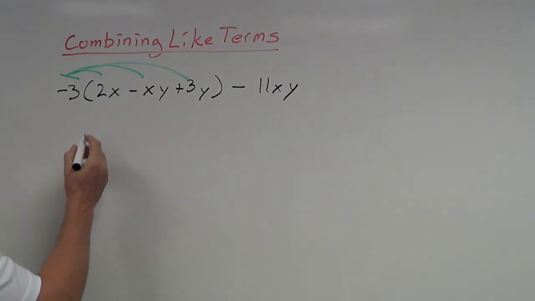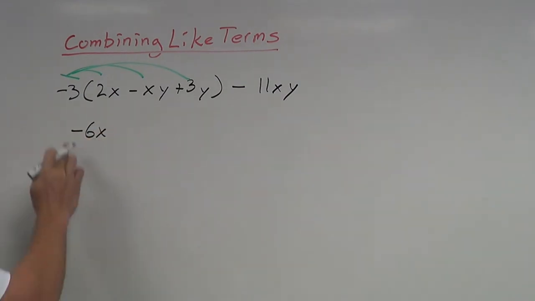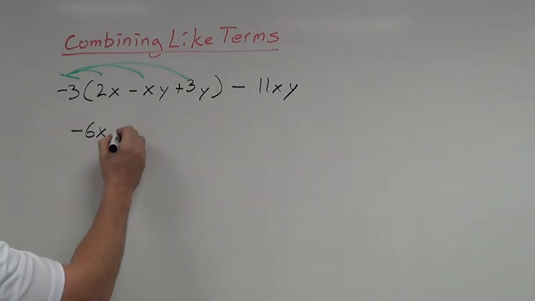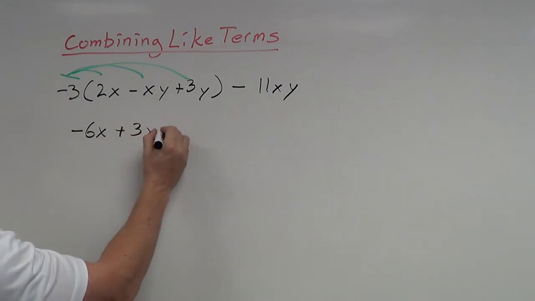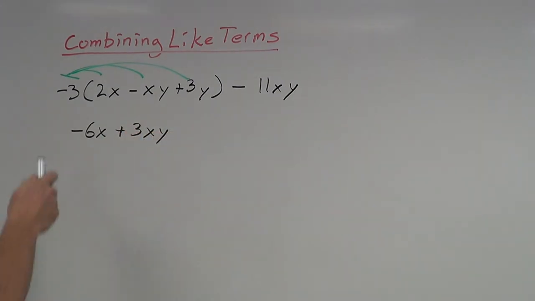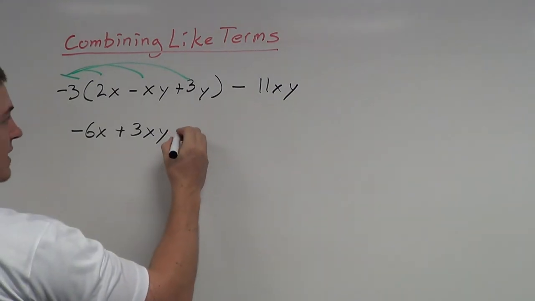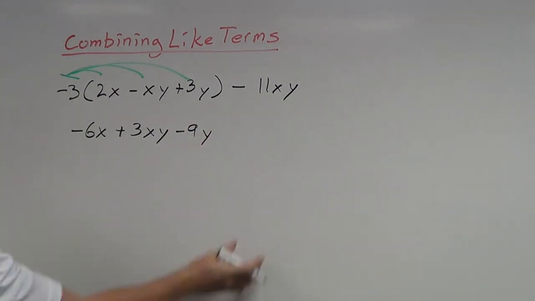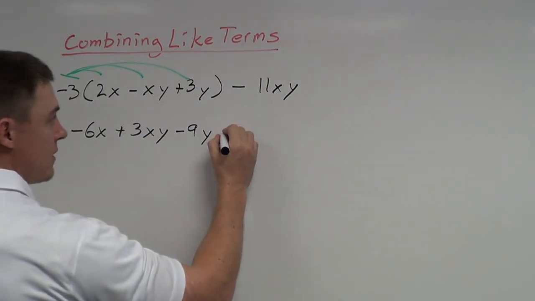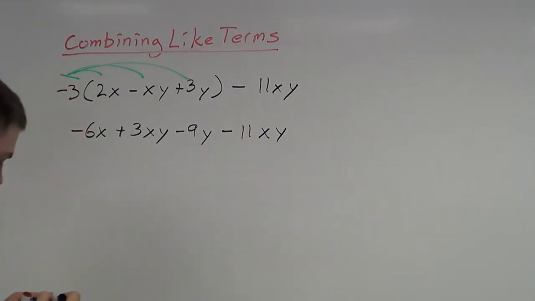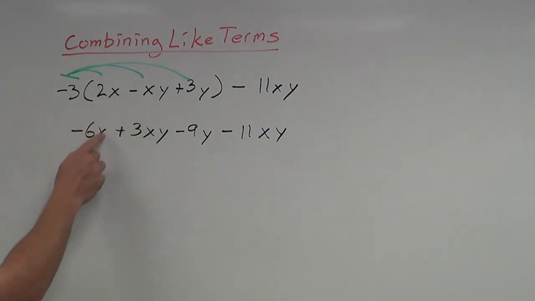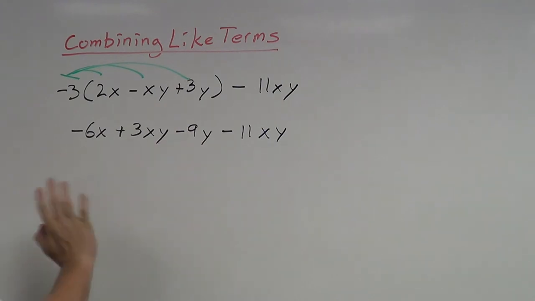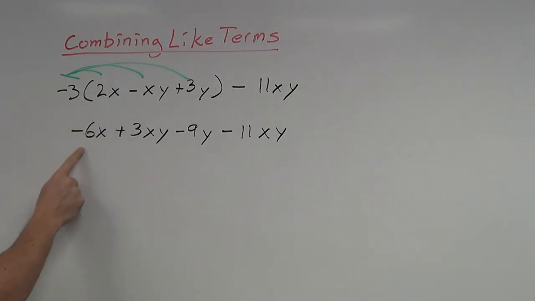Okay, so negative 3 times 2x is negative 6x. Negative 3 times negative xy is going to be a positive 3xy. And negative 3 times 3y is going to be a negative 9y. And then this guy on the end, we just bring him down, negative 11xy. Okay? So notice with this distributive property, I'm just multiplying by negative 3. So all it really affects is the signs and the numbers. It doesn't affect the variables. Notice x here, xy, and y, that really didn't change. But it's the numbers that changed.